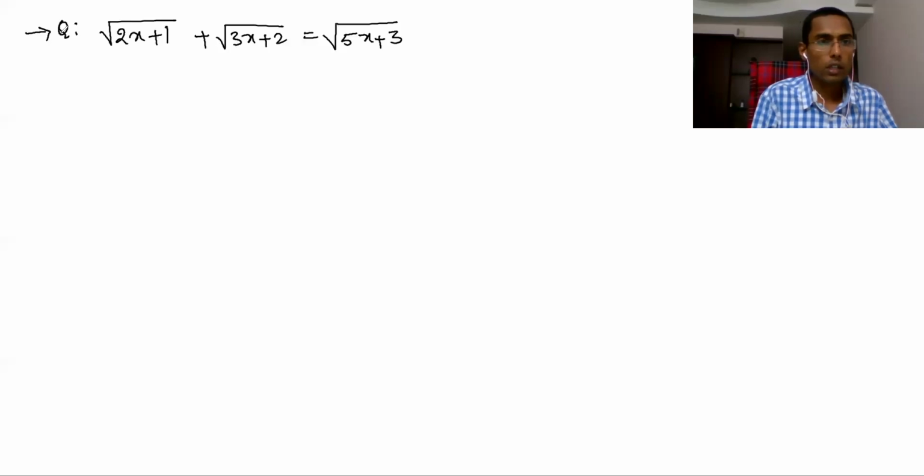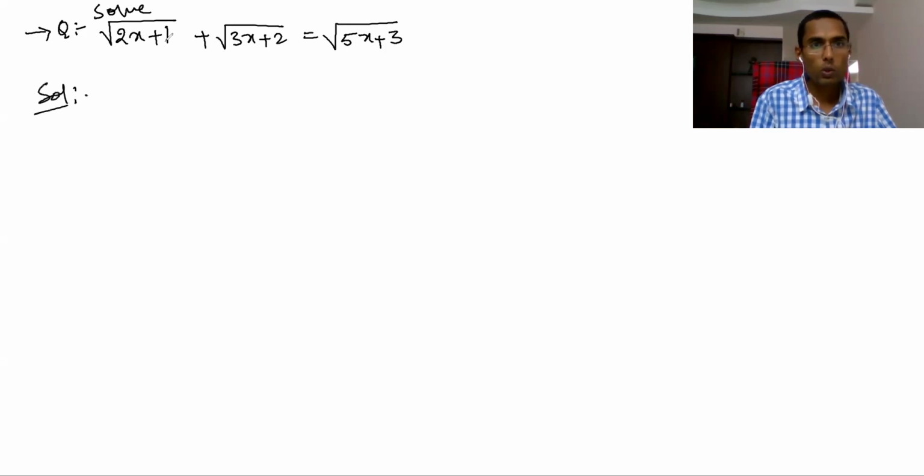Okay, let's take the next question. The question is this one: solve this one. Let's see how you solve it. So square root is there. That means obviously you have to square on both sides so that the square root is removed.